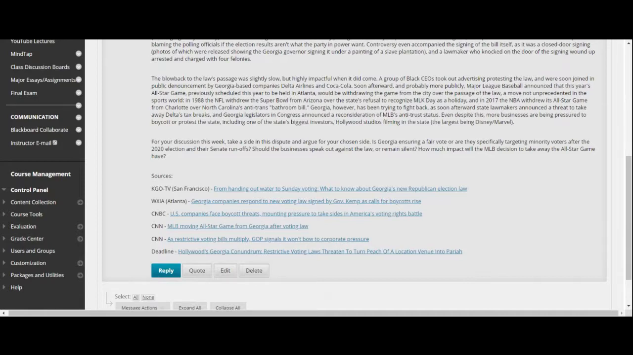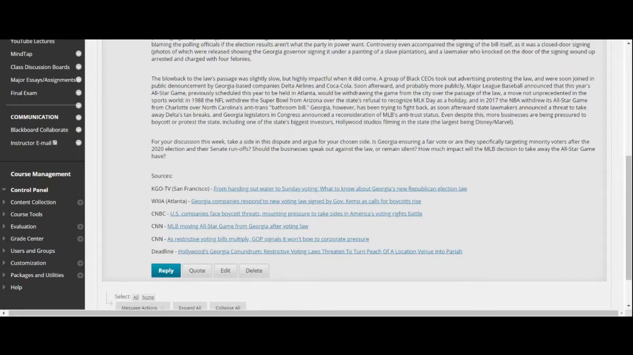Georgia, however, has been trying to fight back. Soon afterwards, state lawmakers announced a threat to take away Delta's tax breaks, and Georgia legislators in Congress announced a reconsideration of Major League Baseball's antitrust status. Even despite this, more businesses are being pressured to boycott or protest the state, including one of the state's biggest investors, Hollywood studios filming in the state, the largest being Disney Marvel.